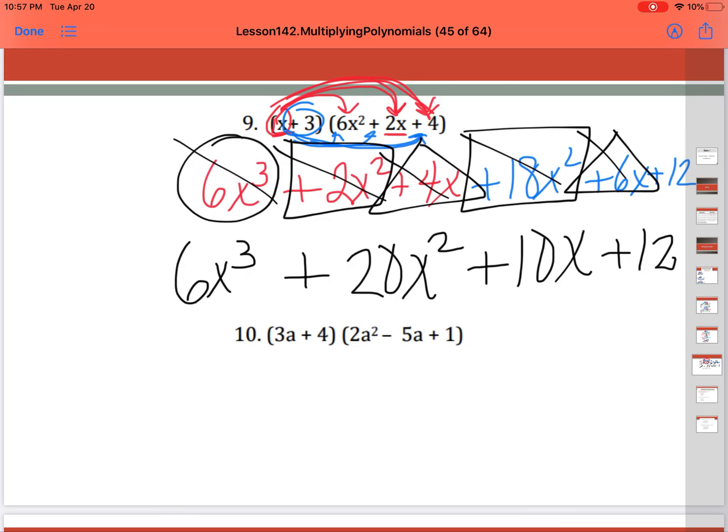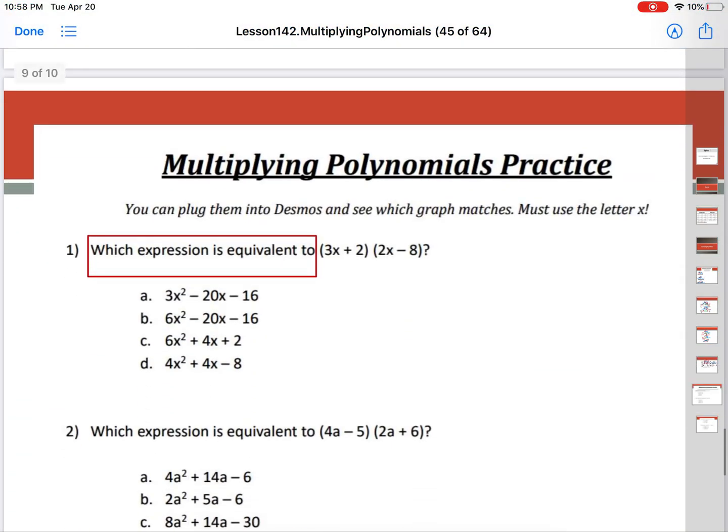Distribute the 3a, distribute the 4, then combine the exponents that are the same. When you combine them, you just add their coefficients. You just put their big numbers together and keep their same exponent.